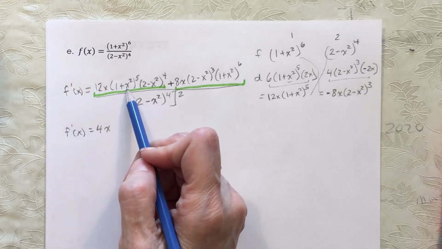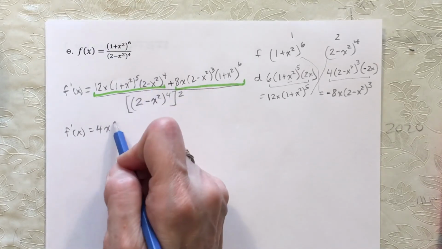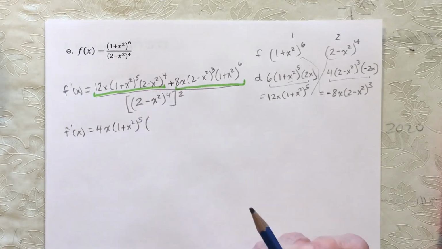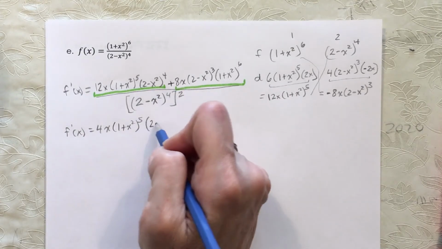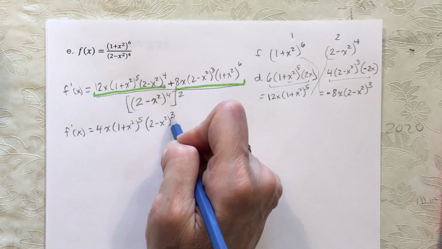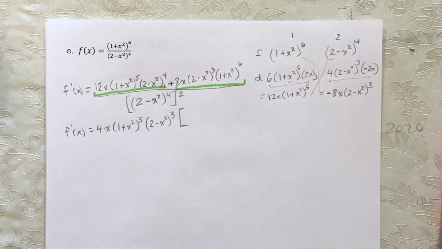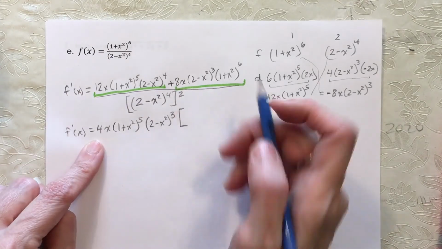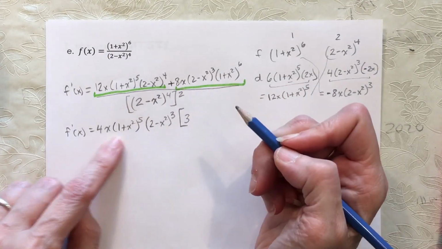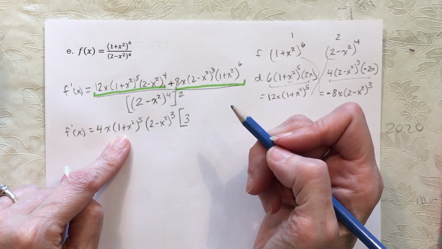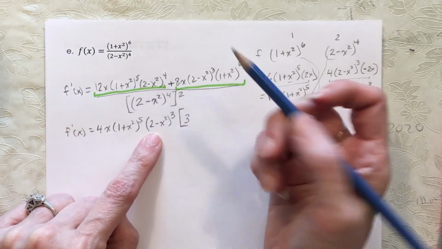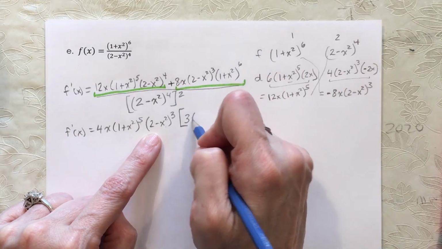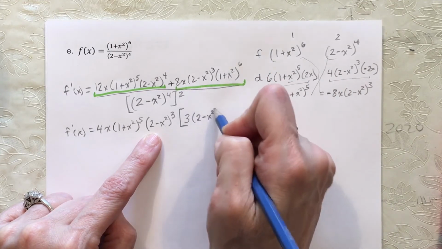Comparing the 1 plus x squareds, the 5th is the smaller one. And the 2 minus x squareds, the cube is the smaller one. So that's my greatest common factor. And I'm going to divide each green chunk by the greatest common factor. So 12x divided by 4x is 3. The 1 plus x squareds cancel out because they're both to the power of 5. 2 minus x squared to the 4th divided by 2 minus x squared cubed is 2 minus x squared.